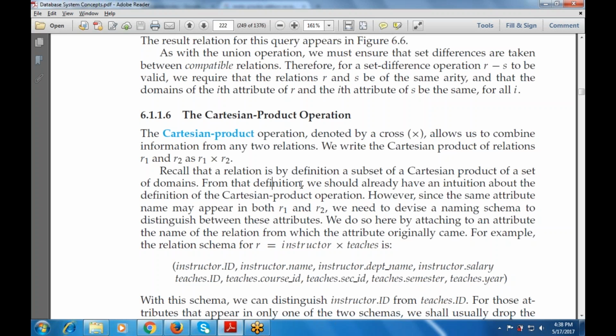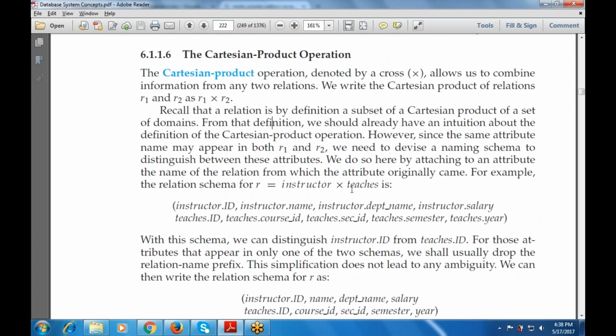However, since the same attribute name may appear in both R1 and R2, we need to devise a naming convention to differentiate between these attributes. For example, the relation schema for R, that is instructor × teaches, is instructor.ID, instructor.name, instructor.dept_name, instructor.salary. So there are four fields from instructor: ID, name, department name, and salary. Then from teaches: ID, course ID, section ID, semester, and year.